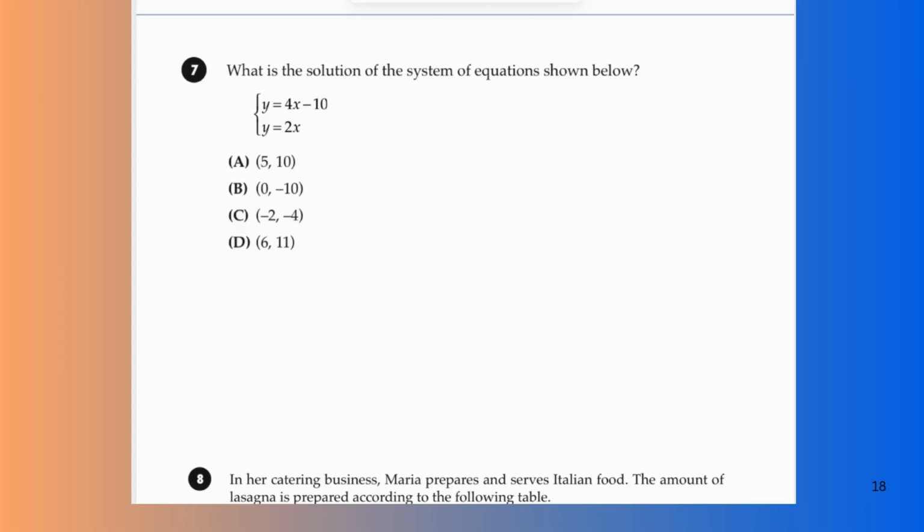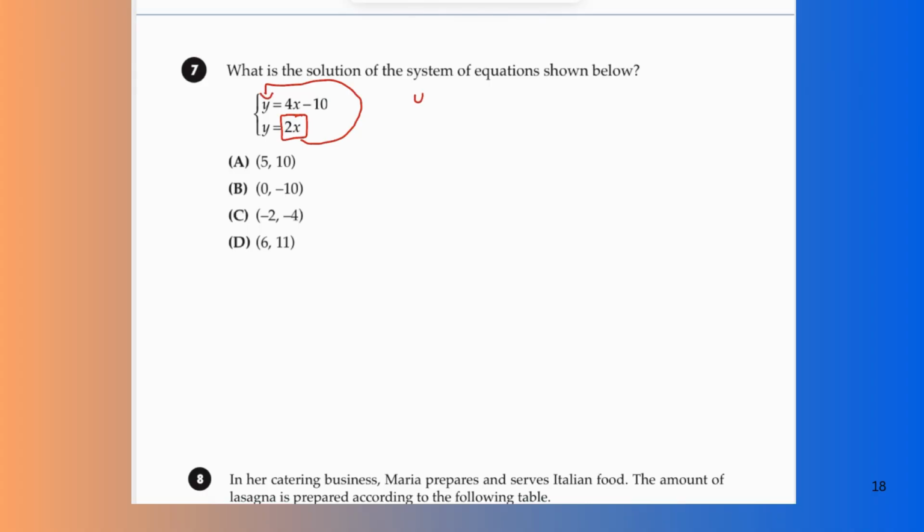Number 7, what is the solution of the system of equations shown below? When you have a system where one of the variables is isolated, and in this case, we actually have both of these variables isolated, the easiest way to solve it is using substitution. So what I would do here is, because I know that y is equal to 2x, right? That's what this equation is saying. That means that wherever I see a y, I can replace it with 2x.